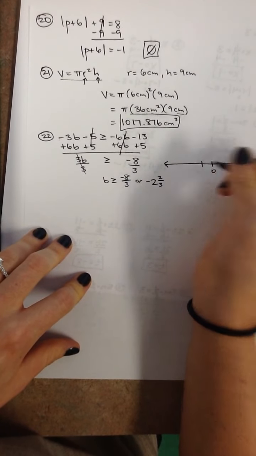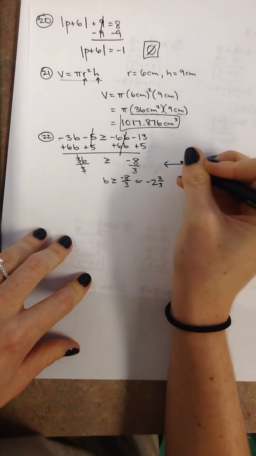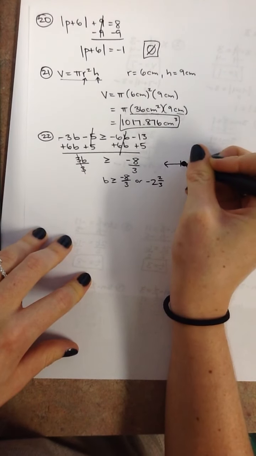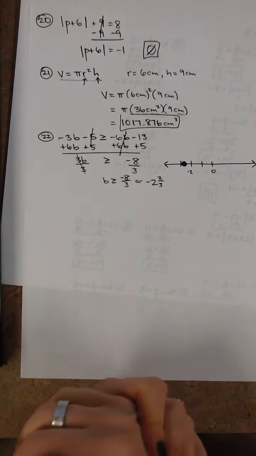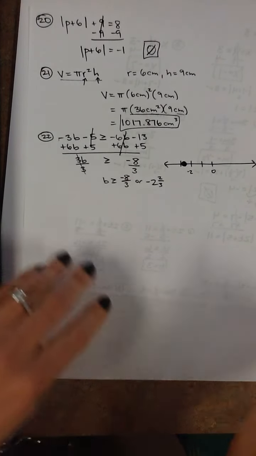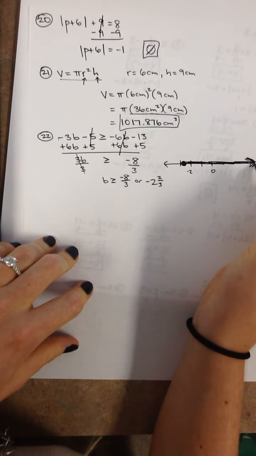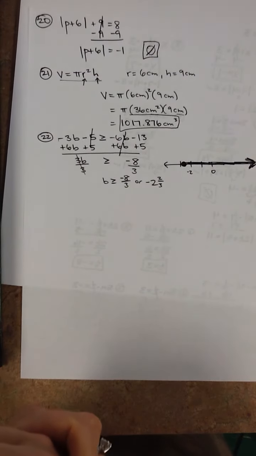here's 0, here's negative 1, negative 2, negative 3. This is going to be right around here, 2/3 of the way between negative 2 and negative 3. And then it is greater than or equal to, so we shade everything to the right over here. I always say include the arrows so that it shows that you're going on forever.